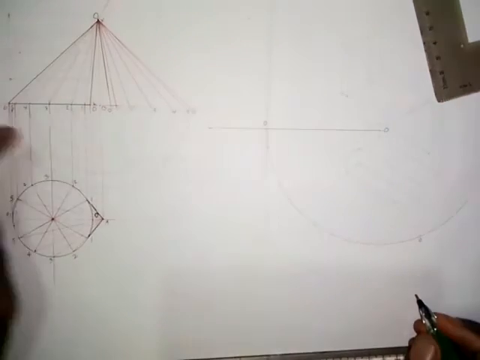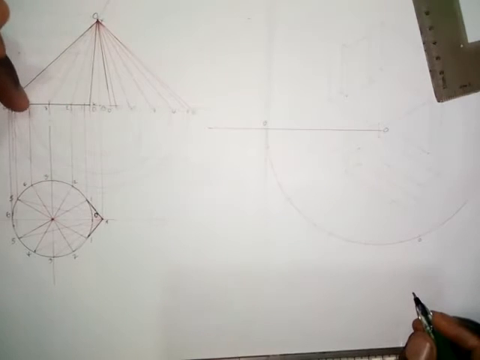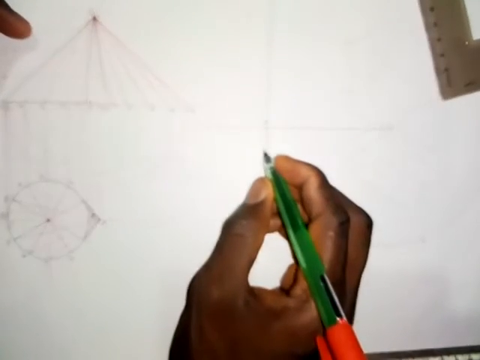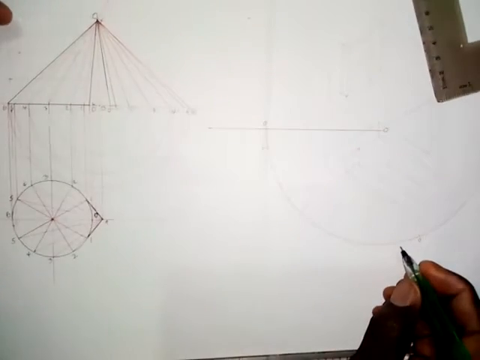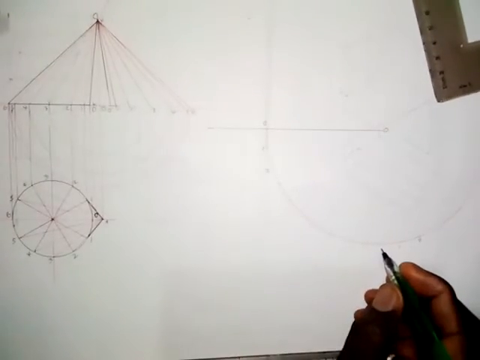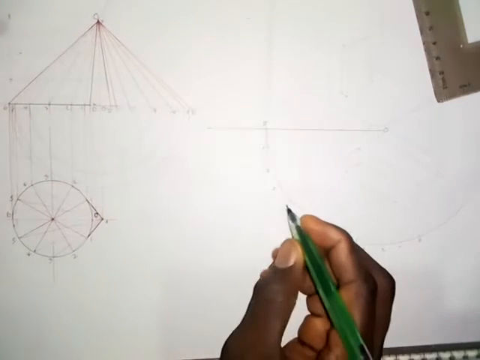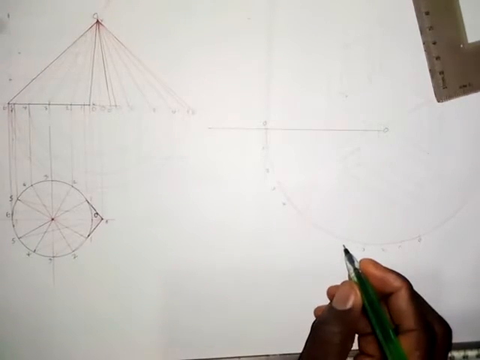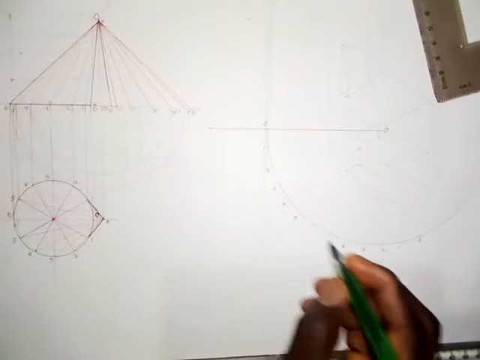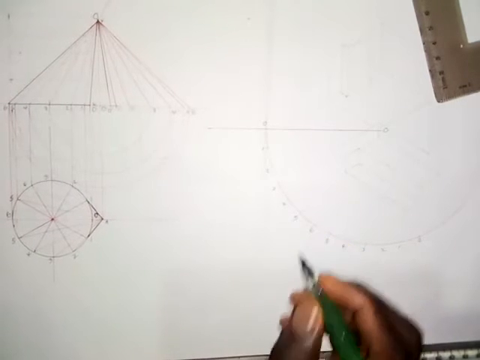So following the numbering that we did here, after 0 I have 1, I will also have 1 here. Then I have 2, I will also put 2 here. I have 3, I will put 3 here. I have 4, I will put 4 here. Then I have 5, I will put 5 here. Then I'll put 6 here in the middle.